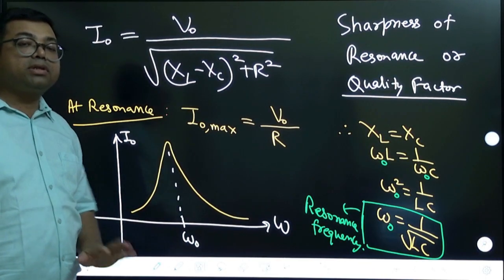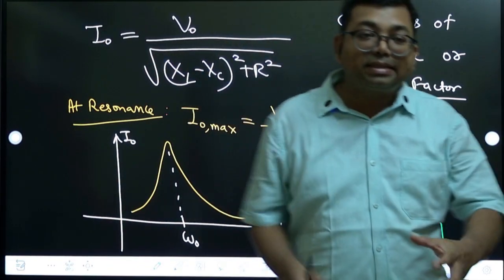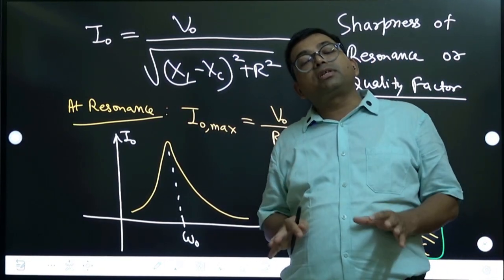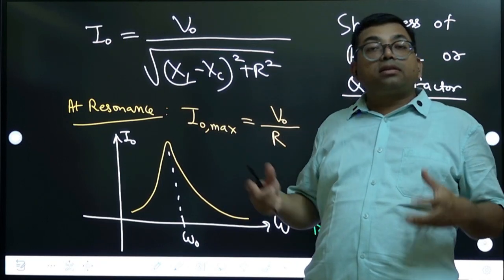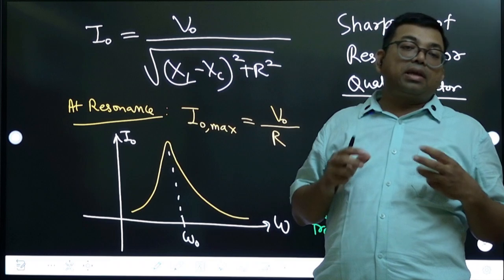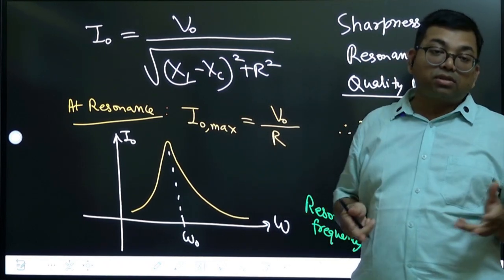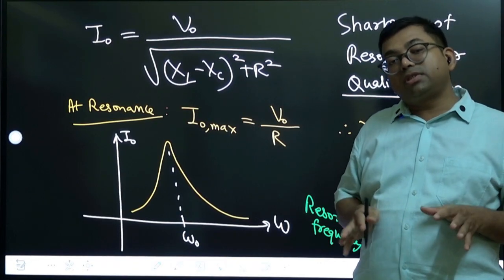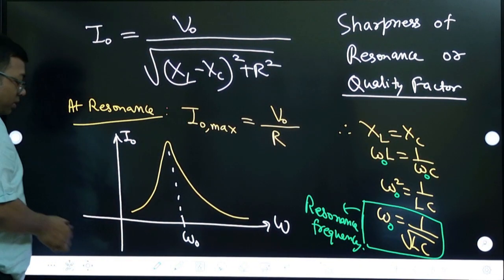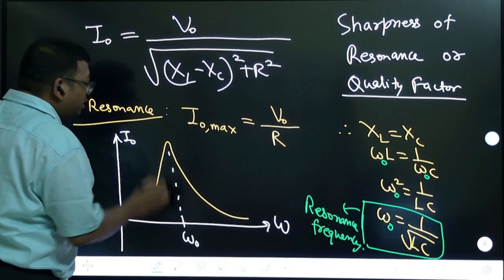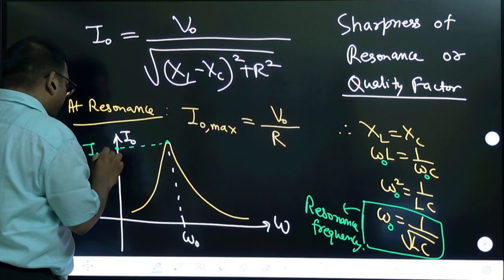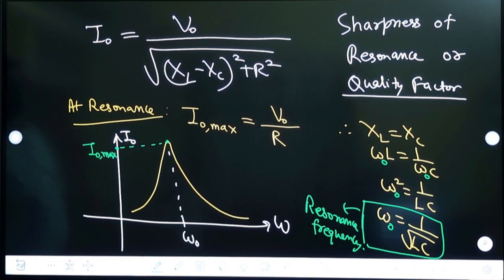Note that this graph is not a symmetric graph. Many textbooks, even including NCERT, believe that it is a symmetric graph, but this graph is not symmetric. When you take that this graph is symmetric, you are making some approximation. Everywhere you see it looks symmetric, but the graph is non-symmetric. Now here the most important calculations that you need to know: this peak value is I naught maximum.